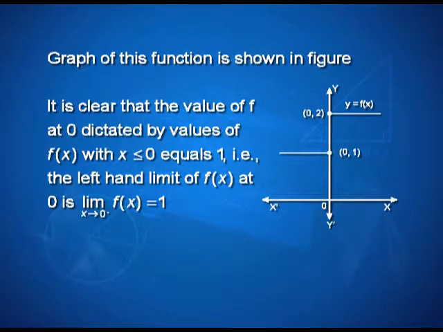Here this is your x axis, x dash O x, and this is y axis, y O y dash. You can see the points (0, 1) and (0, 2), and it represents y is equal to f of x. It is clear that the value of f at 0 dictated by the values of f of x with x less than or equal to 0 equals 1. That is, the left hand limit of f of x at 0, limit of f of x as x tends to 0 minus, is equal to 1.